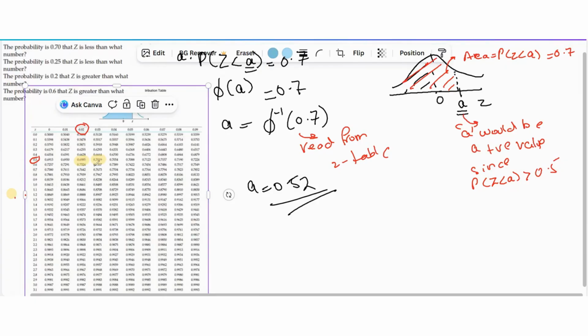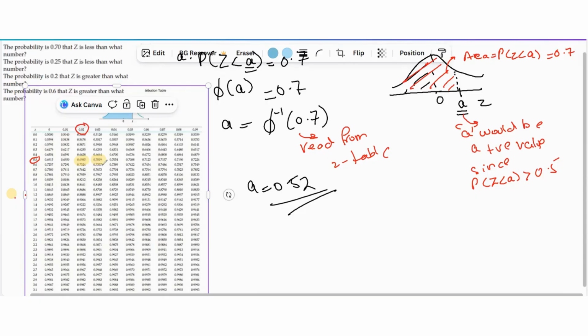If they both are over here, 0.6985, we don't have exactly 0.7, right? If you had exactly that number, you could have just read the associated Z value. So the first thing is to see: do you have exactly this probability in your Z table? If you have it, then just read the associated Z value. If you don't have it exactly, you find which two values it lies between.